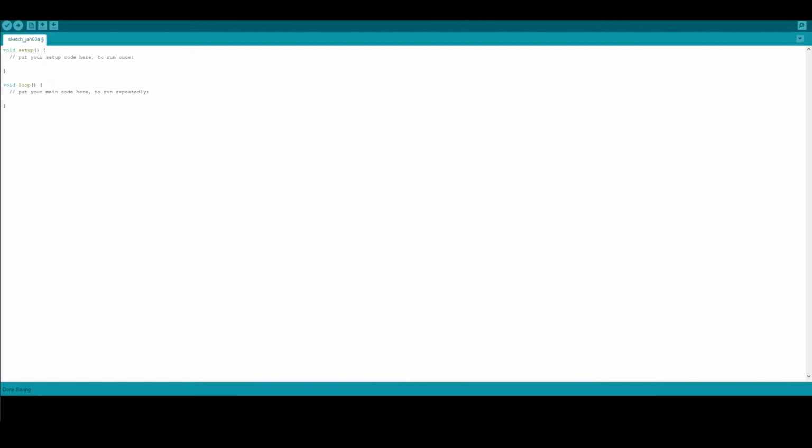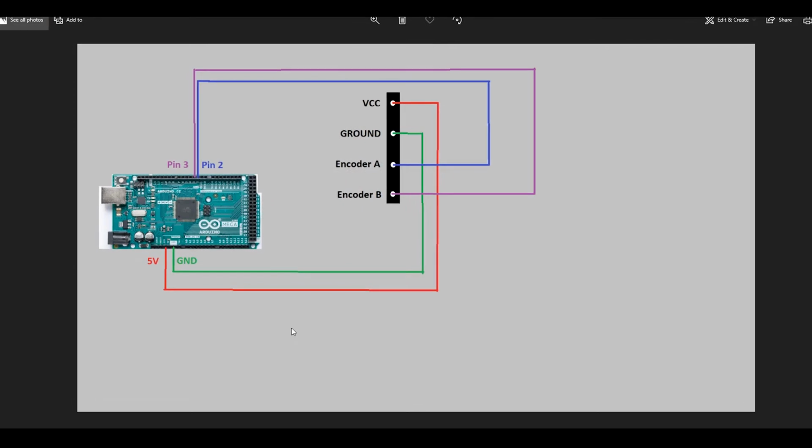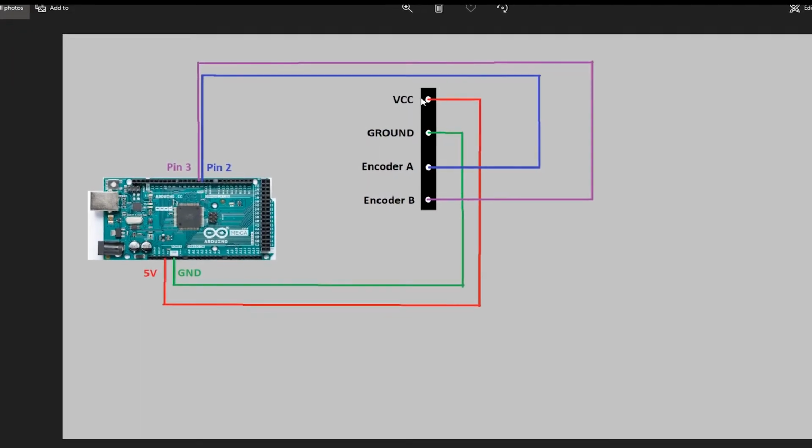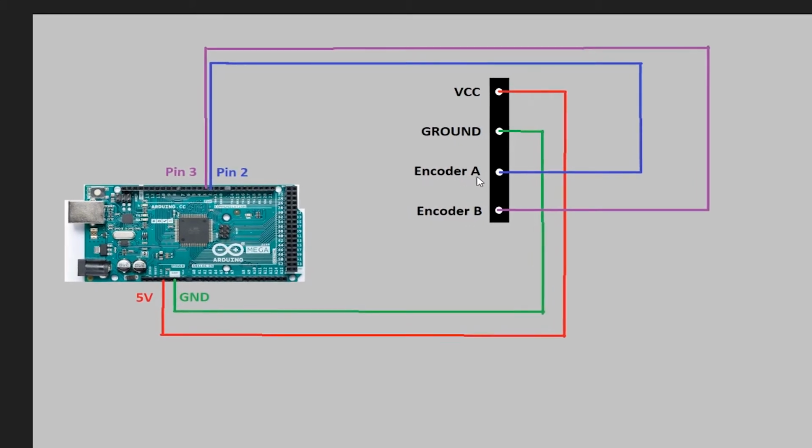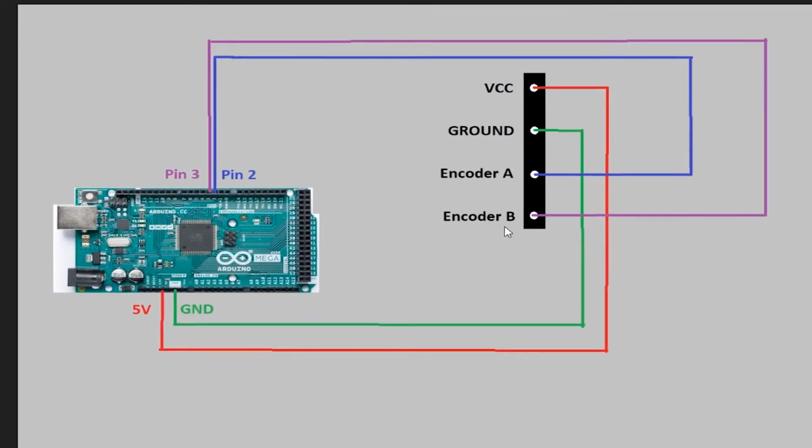What's up YouTube? Today I will be showing you how to program your Arduino to read encoders, and this is going to be the schematic of the system. So any encoder will have 4 pins: VCC, ground, the encoder A pin, and the encoder B pin.